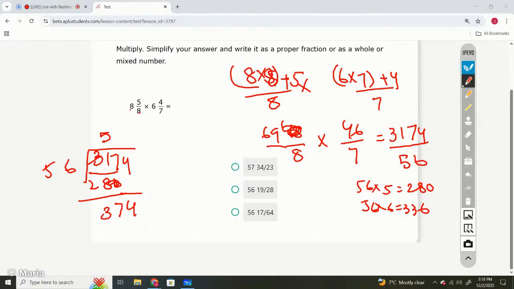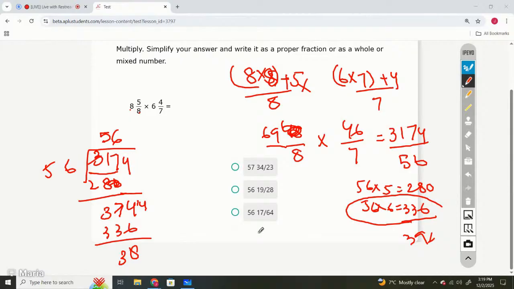Now we need to bring the 4 down, right? So now we need to count 56 times. I think we can go for 56 times 6, but let me just check. 56 times 7 is 392. So we can go for 56 times 6, that is 336. So we need to borrow 1. 14 take away 6 is 8. 6 take away 3 is 3.